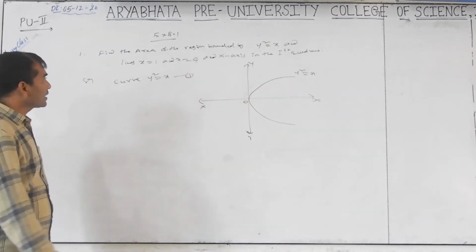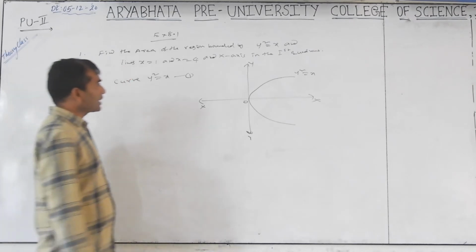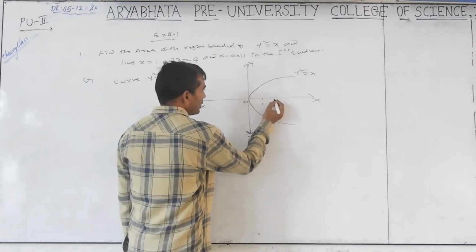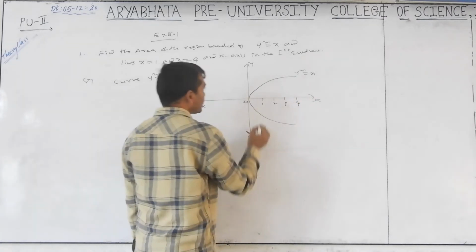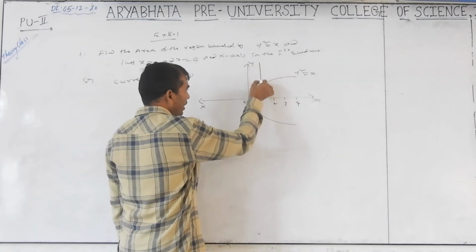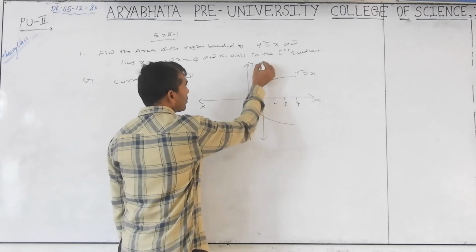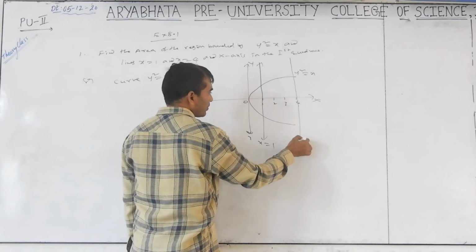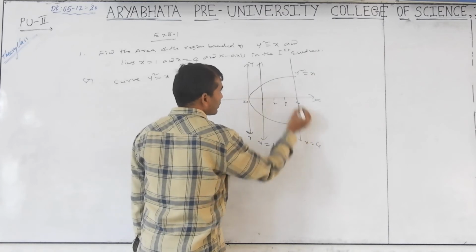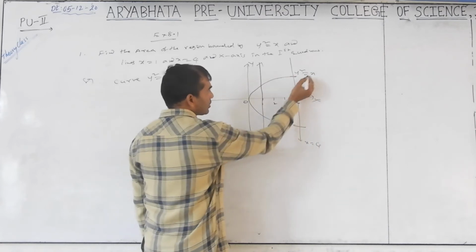Next, the lines x equal to 1 and x equal to 4. This is 1, this is 2, this is 3, this is 4. The line x equal to 1 is parallel to the y-axis. Next, one more is x equal to 4. It intersects somewhere. Put x equal to 4 here.